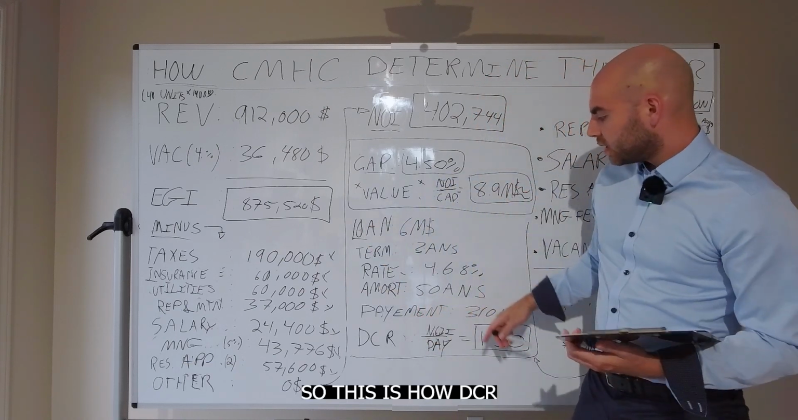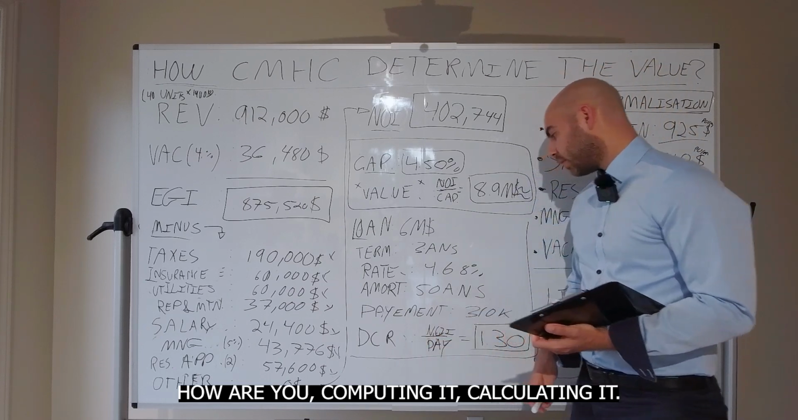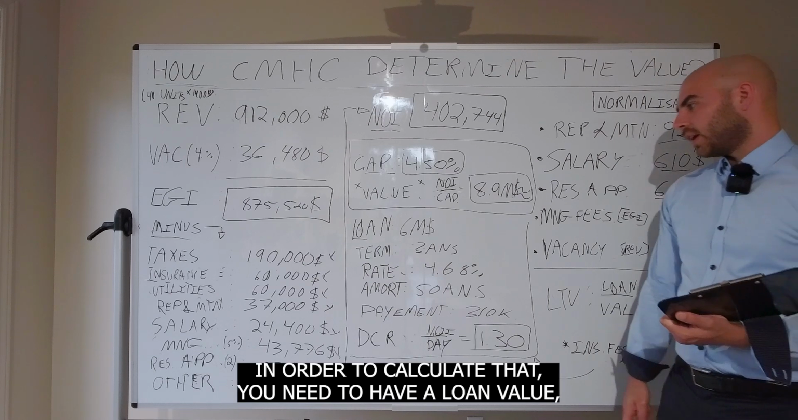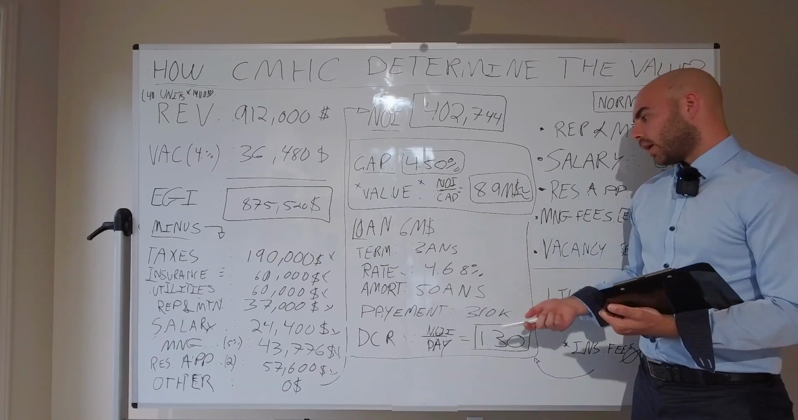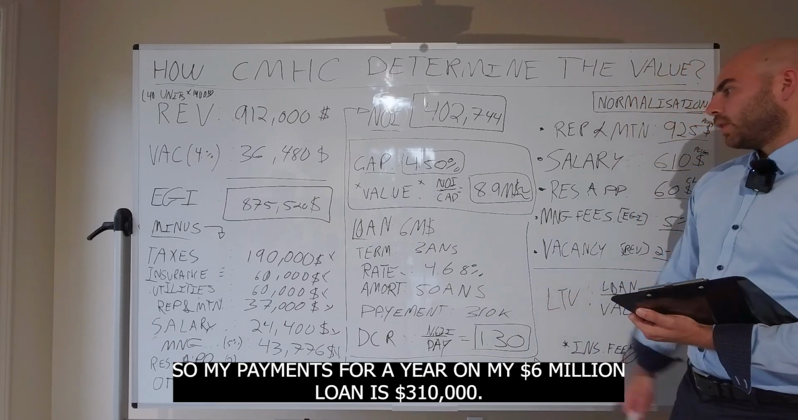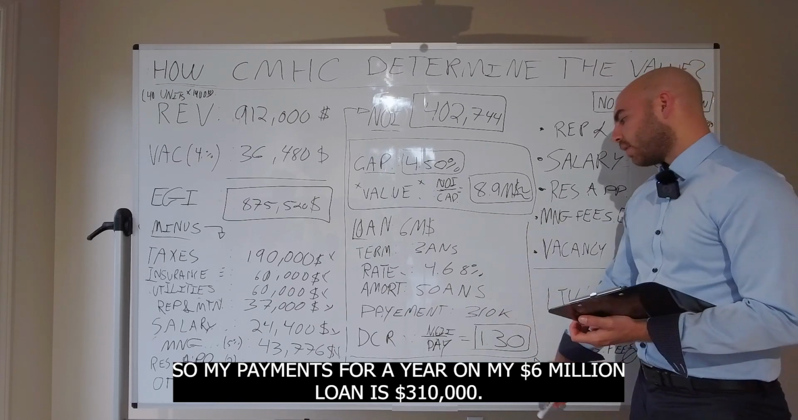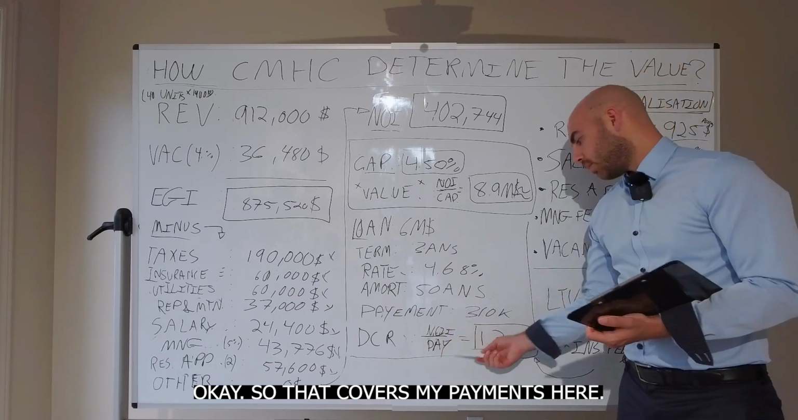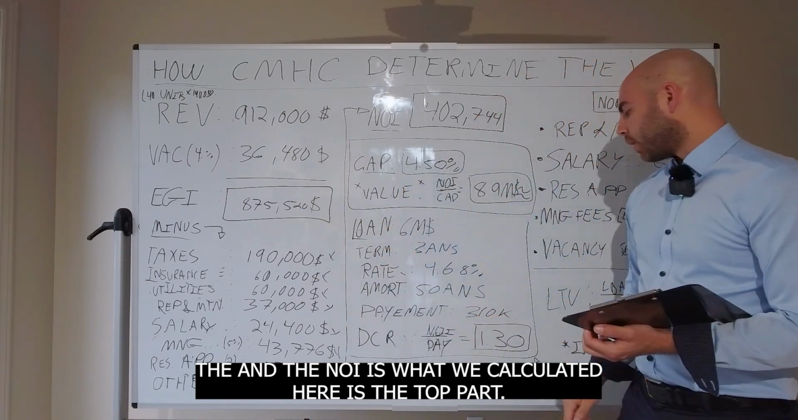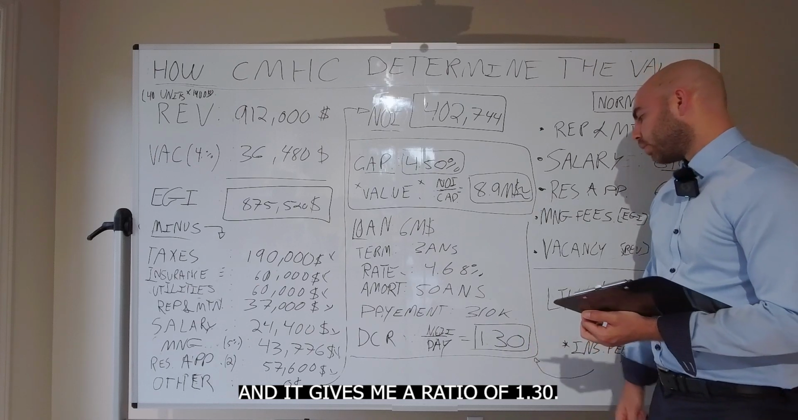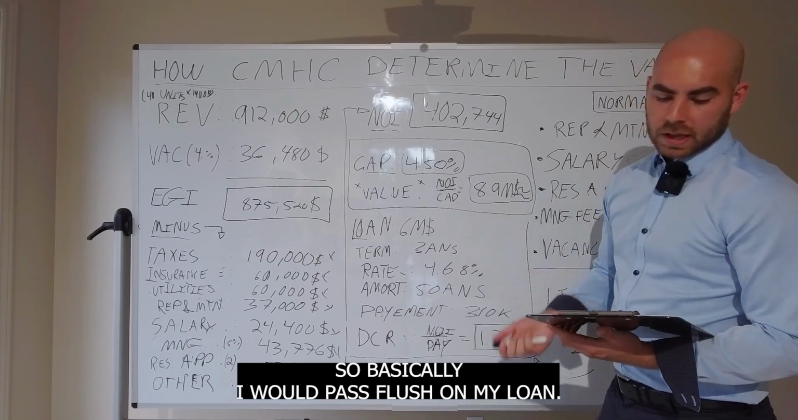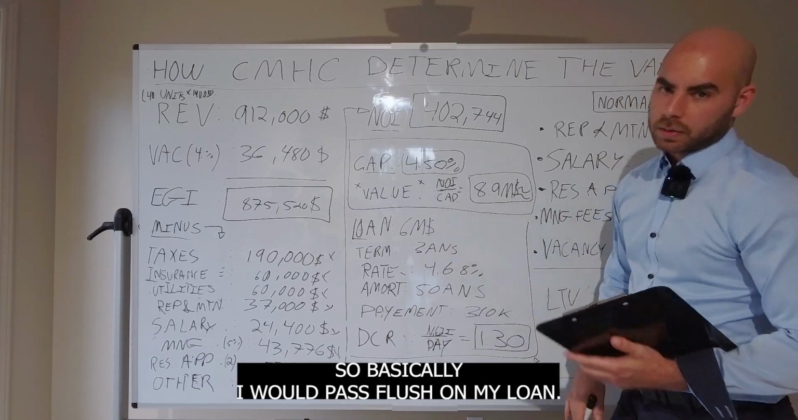So DCR, how are you calculating it? It's right here, okay? In order to calculate that, you need to have a loan value, a rate, an amortization period, and the payment per year, okay? So my payment per year on my $6 million loan is $310,000, okay? So that covers my payment here. And the NOI is what we calculated here, the top part, and it gives me a ratio of 1.30. So I am under 10 years, so basically I would pass flush on my loan.